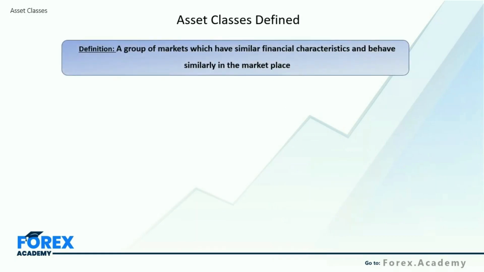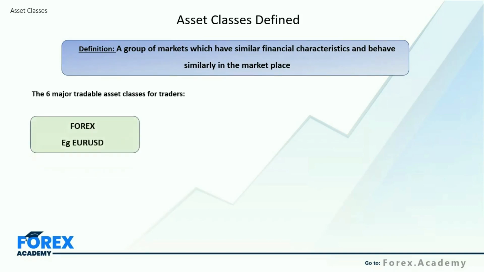Okay, so let's start with a definition of asset classes. It's very simply a group of markets which have similar financial characteristics and behave similarly in the marketplace. So to try and break these down for you, the six major tradable asset classes for traders are as follows, and we've just alluded to some of these.